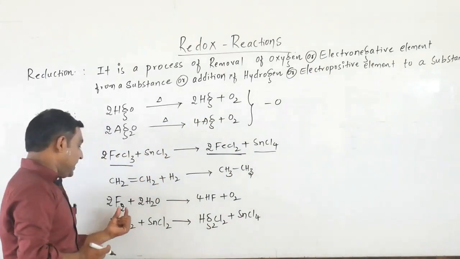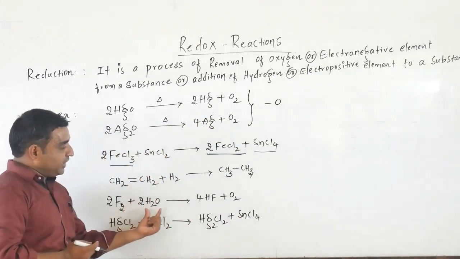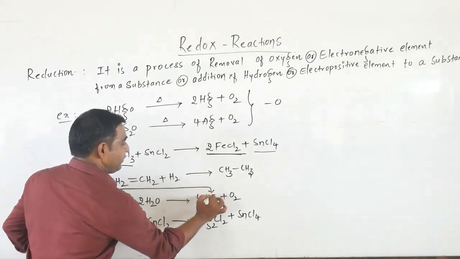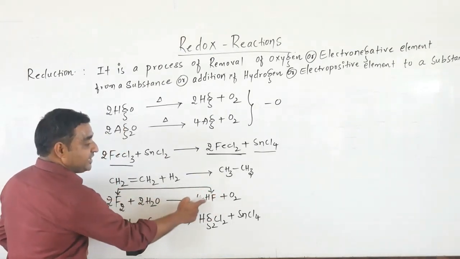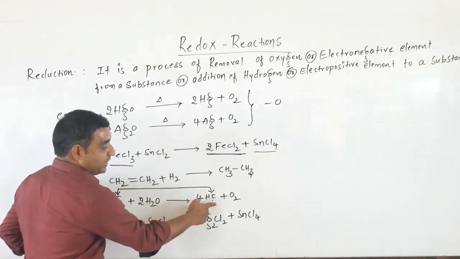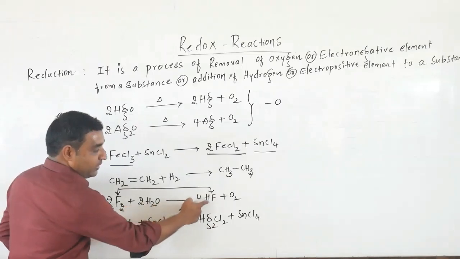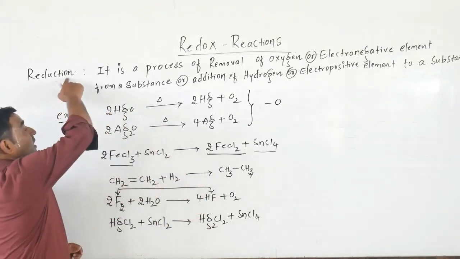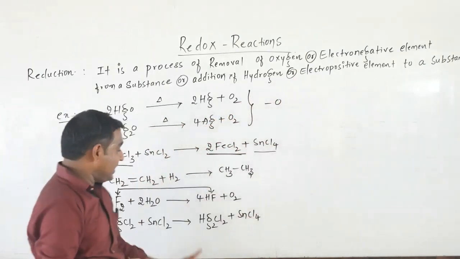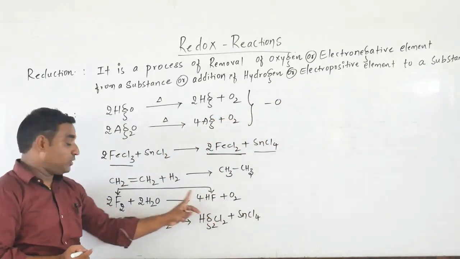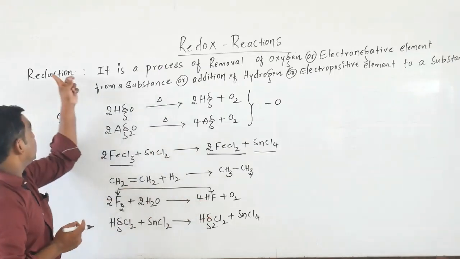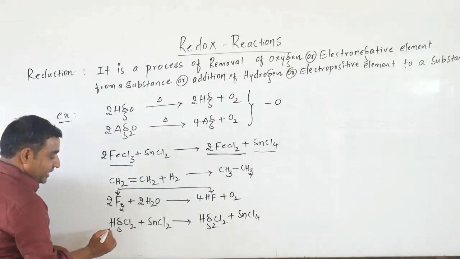So now we can take F2 reacting with H2O. Here fluorine is converted into HF. How? By the addition of hydrogen. Hydrogen is added, hence hydrogen fluoride is formed. Hydrogen is an electropositive element, so we call it a reduction process. Addition of the electropositive element hydrogen to fluorine, hence it is called a reduction process.